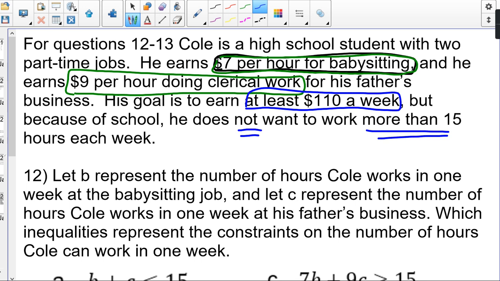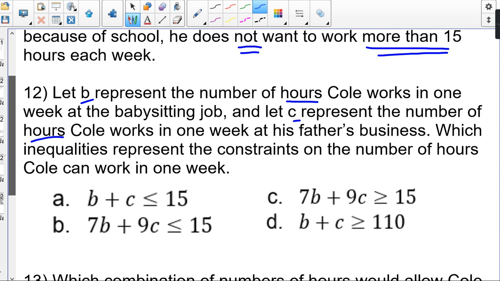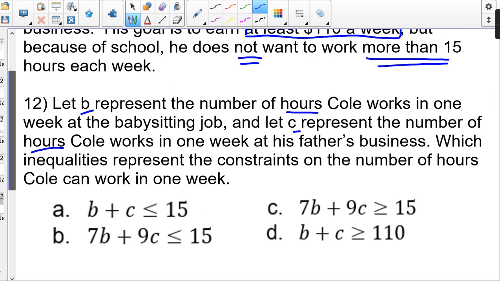Let B represent the number of hours Cole works in 1 week at the babysitting job, and let C represent the number of hours Cole works in 1 week at his father's business. So we just defined our variables, B for hours babysitting, and C for hours doing clerical work. Which inequalities represent the constraints on the number of hours that Cole can work in 1 week? So let's see. We want to find an inequality that works for this scenario.